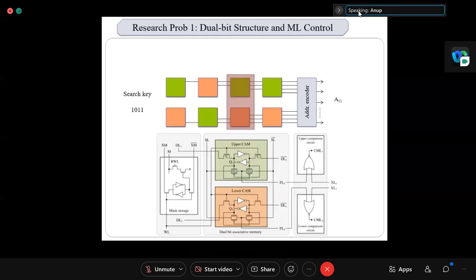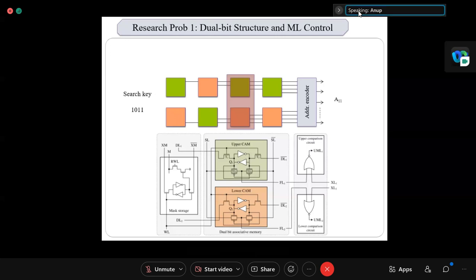So the total associated circuit is very, very complicated, so that cannot be explained. Here you see the upper CAM and lower CAM are required, then a mask storage on the left side. Mask storage is there, meaning for ternary, so masking we are also doing. On the right side you see the upper comparison circuit, and on the lower side the lower comparison circuit. So comparison is required.